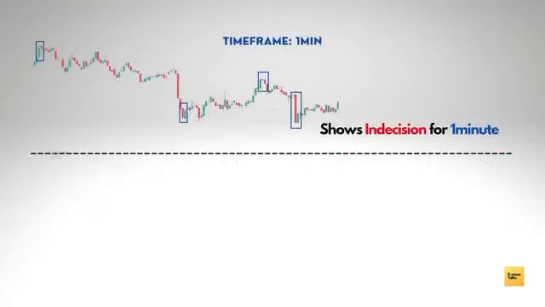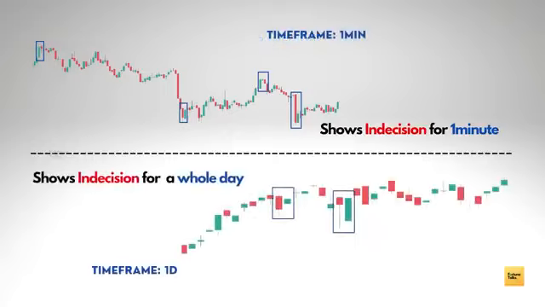So if price action is showing indecision and it cannot break the previous candlestick high or low on the 1-minute time frame, that shows us that for 1 minute the price was stuck. However, if we see that the price could not break higher or lower on the daily time frame and it formed an inside bar, then it shows that for a whole day neither the bulls nor the bears could gain control of the market. This leaves us with the conclusion that the higher time frame inside bar candle holds a much higher weightage than an inside bar on a shorter time frame.